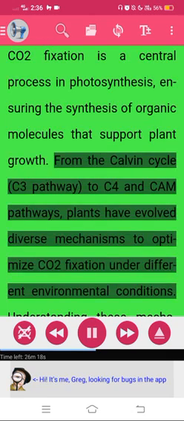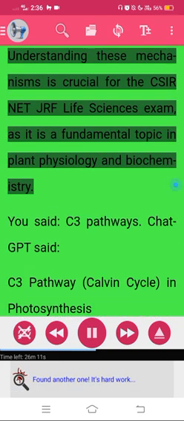From the Calvin cycle C3 pathway to C4 and CAM pathways, plants have evolved diverse mechanisms to optimize CO2 fixation under different environmental conditions. Understanding these mechanisms is crucial for the CSIR NET JRF Life Sciences exam, as it is a fundamental topic in plant physiology and biochemistry.